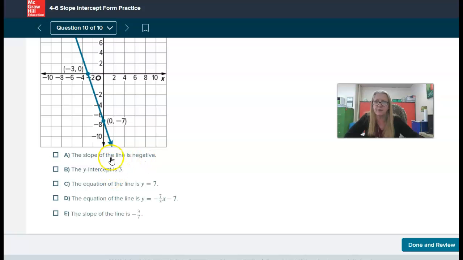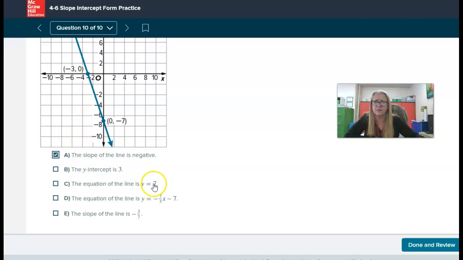Okay, I can go all the way down here. The slope of the line is negative. Is that a nice negative? Yes, it is. That's a nice negative. The y-intercept is 3. Now, if the y-intercept was 3, it would cross here. It does not cross at 3. It's crossing at negative 3 on the x, but they're just trying to trick you. Don't do it to you.